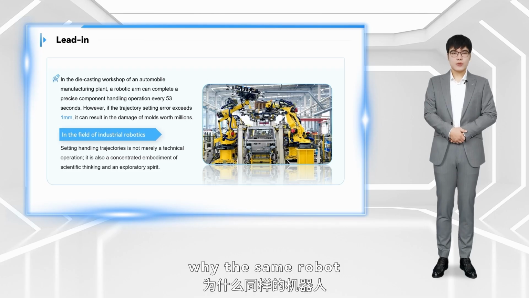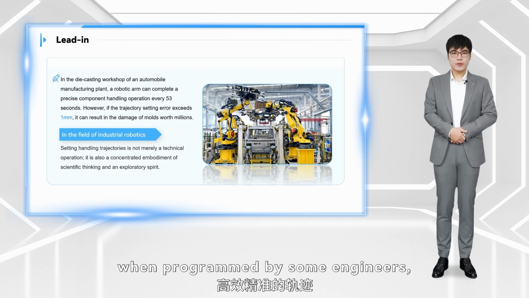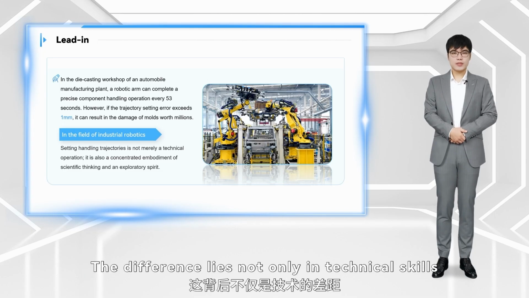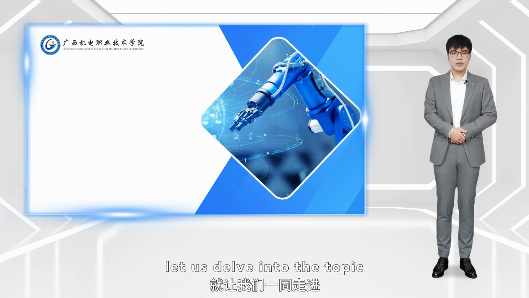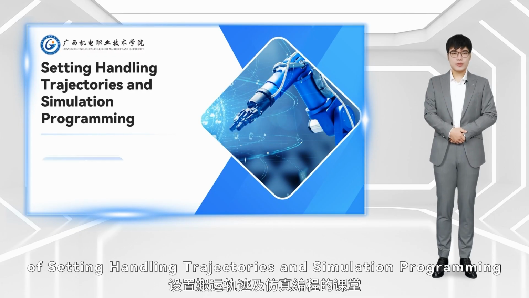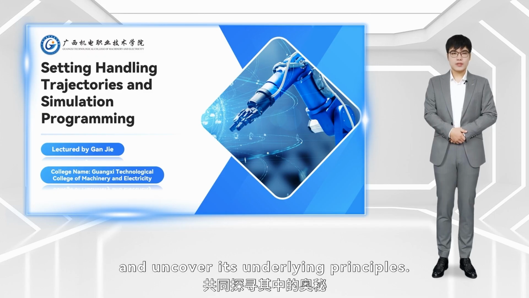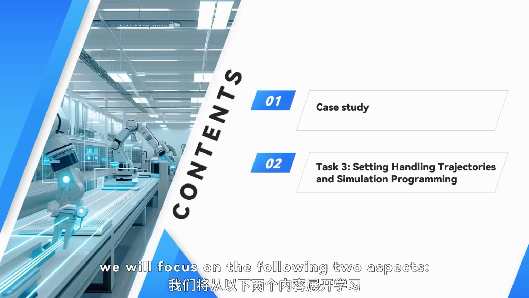Have you ever wondered why the same robot can have highly efficient and precise trajectories when programmed by some engineers, while others frequently make errors? The difference lies not only in technical skills, but also in scientific thinking and the spirit of exploration. In this lesson, let us delve into the topic of setting handling trajectories and simulation programming and uncover its underlying principles. In this session, we will focus on the following two aspects.